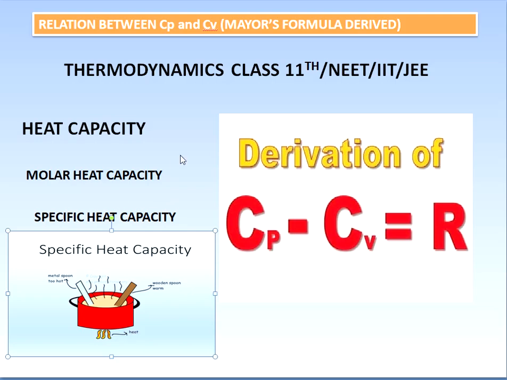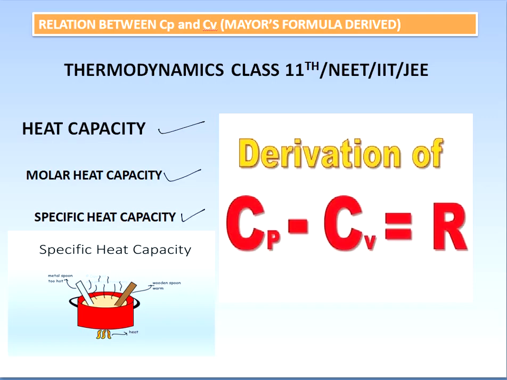So today we will discuss the most important part of thermodynamics, that is heat capacity and the relation between Cp and Cv. What the relation gives us: first of all, heat capacity, molar heat capacity and specific heat capacity. Okay, so let's start with it.